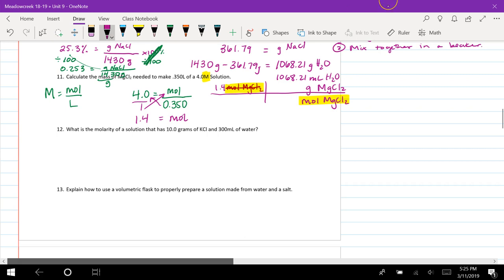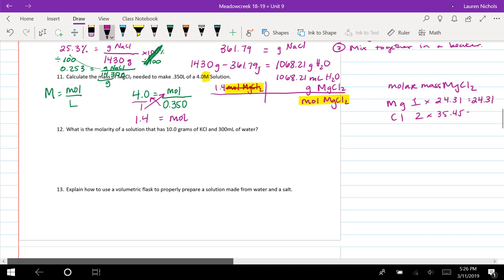But in order to go from grams to moles, that means I need to calculate my molar mass of magnesium chloride. So I've got magnesium and I have chlorine. There's one magnesium and two chlorines according to their subscripts. Magnesium, according to the periodic table, has a mass of 24.31, and chlorine is 35.45. So 1 times 24.31 is 24.31, and 35.45 times 2 gives us 70.9. So if you add them together, you get 95.21 grams. And that many grams is equal to 1 mole. That's the definition of molar mass.